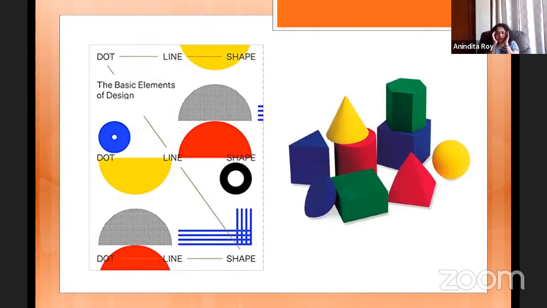So remember it this way: point to line, line to shape, shape to form. Your design is ready, then you fill it with color, texture, or pattern, and your design is beautiful. So design may be beautiful, design may not be beautiful. It does not mean that the word design means a beautiful object. No, the word design means to create.